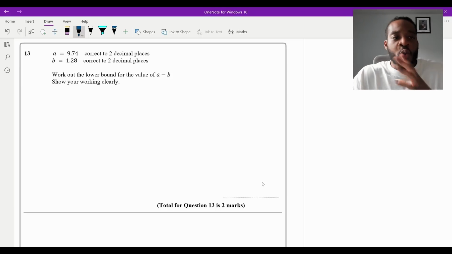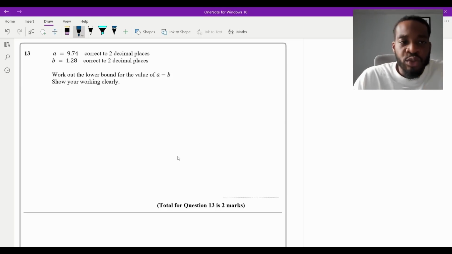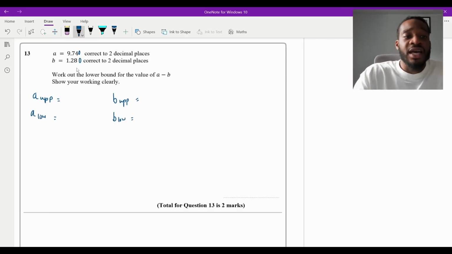Okay, so this one, what I like to do is get the bounds first. I always call them A up and A low, and I'll do the same for B: B up and then B low. Now, all you want to do with these questions is a nice trick. Put a 0 there, and then just add and subtract 5 to get the bounds.